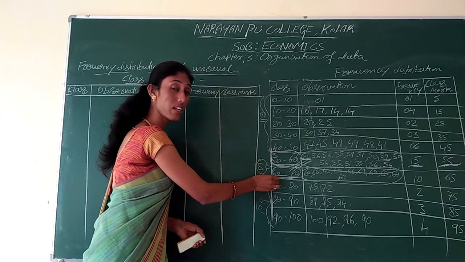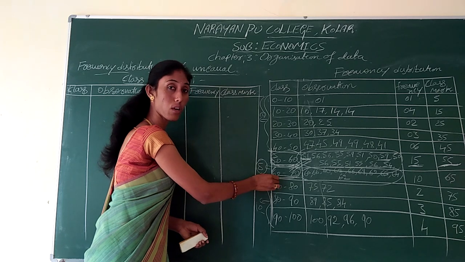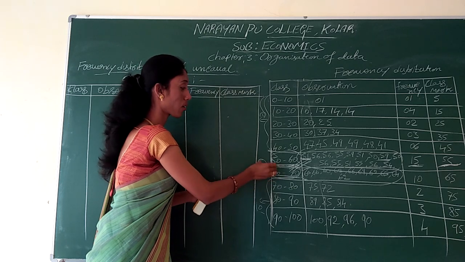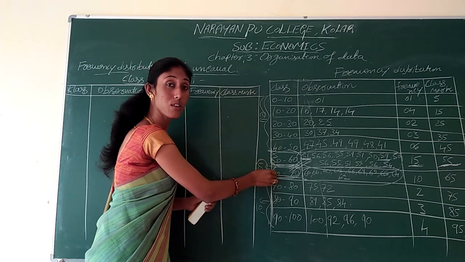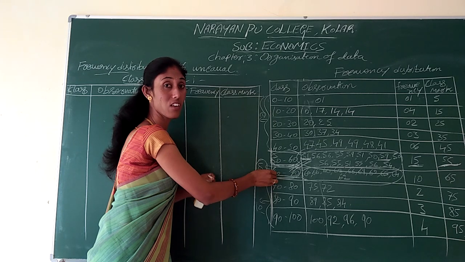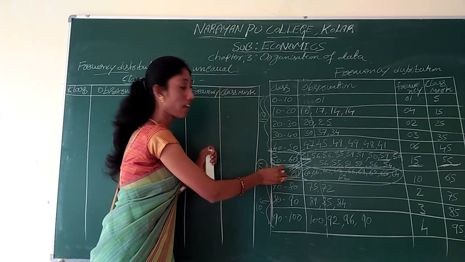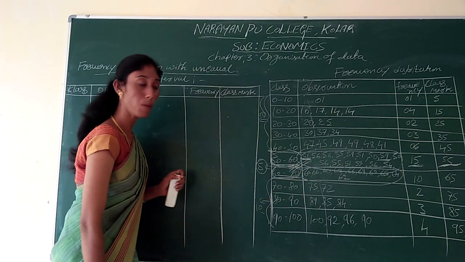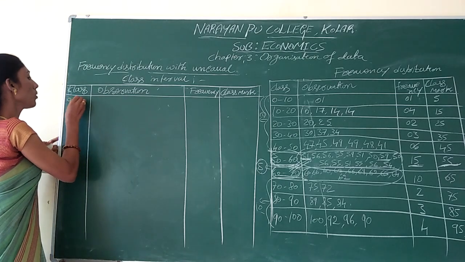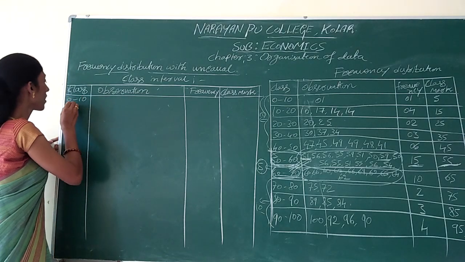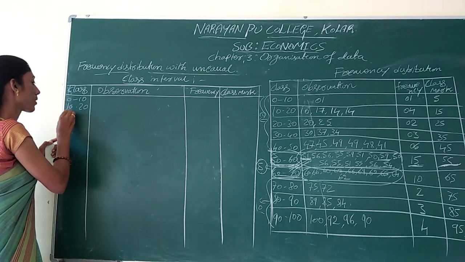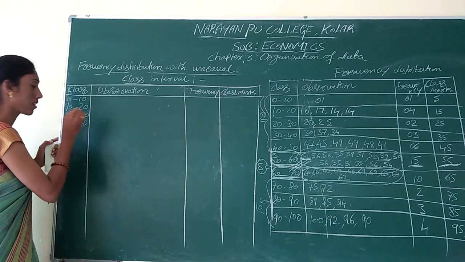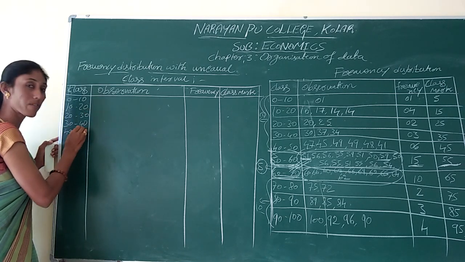To separate these values and give importance to each and every value, we are going to have an unequal class interval, giving more importance to each value which appears in these two particular classes. Got it now? Here 0 to 10 as usual, then 10 to 20, 20 to 30, 30 to 40, and in the same way 40 to 50.